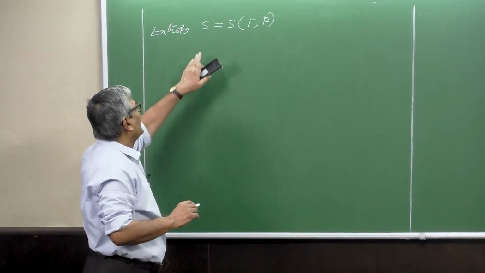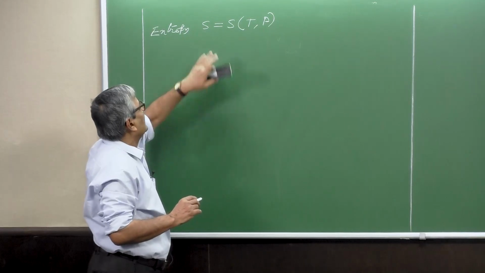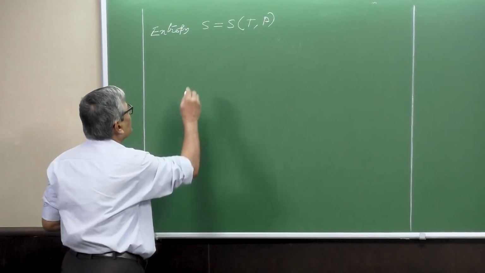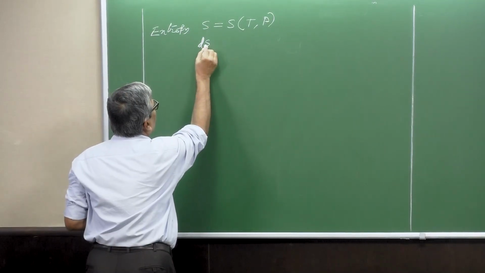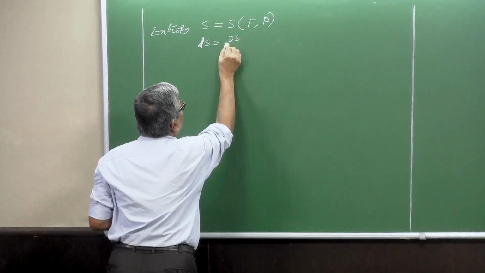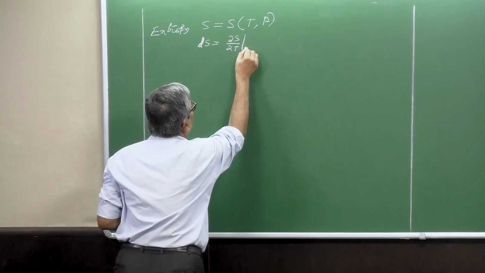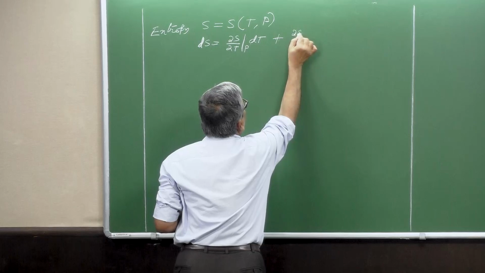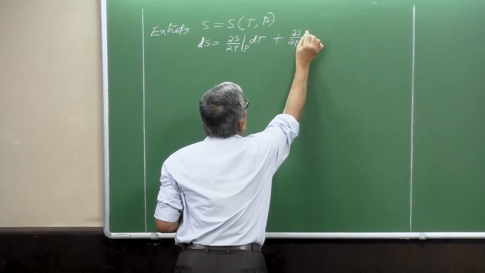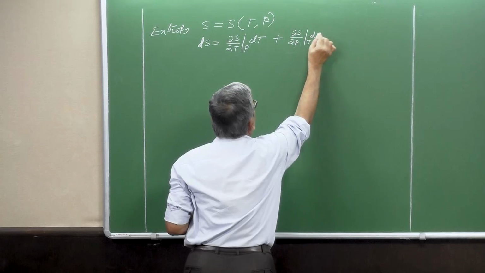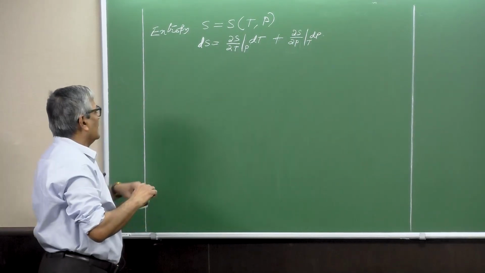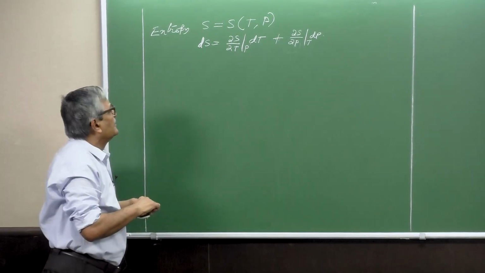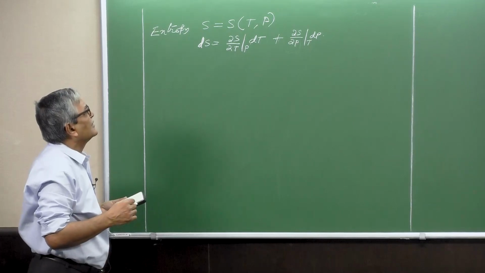For that matter, we are considering the entropy as a function of temperature and pressure. So by definition, that is a differential, this gives me dS equal to del S del T at constant pressure times dT plus del S del P at constant temperature times dP. This is the basic definition, as we start from the definition of entropy as a function of temperature and pressure.